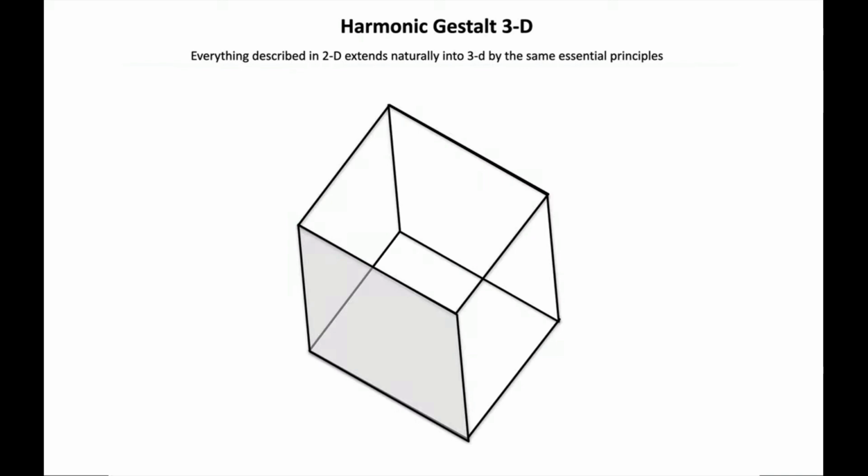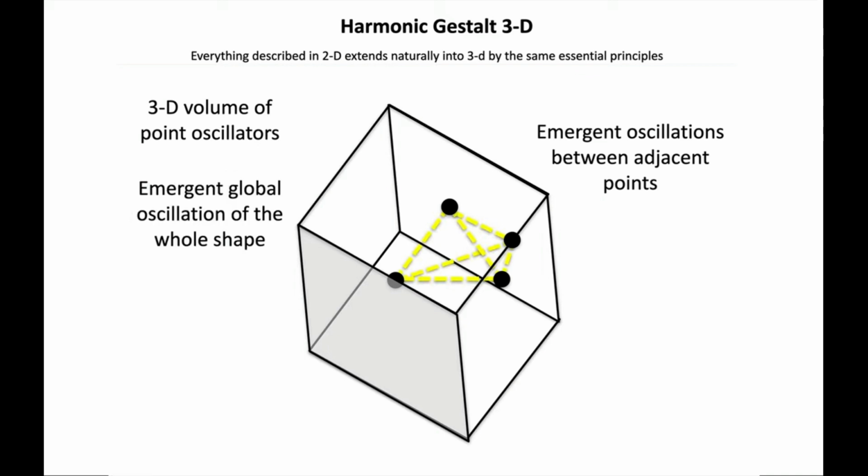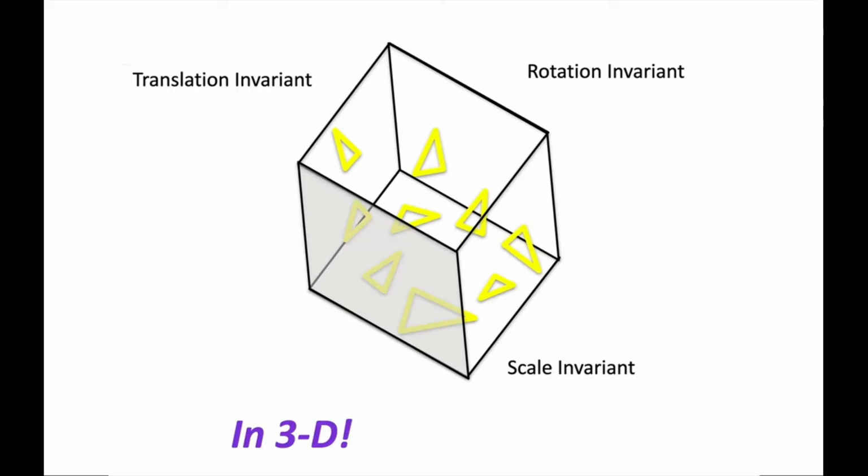All right, now harmonic gestalt in 3D. Everything described so far in 2 dimensions extends naturally into 3D by the same essential principles. Imagine a 3-dimensional volume of point oscillators, each point oscillating and radiating waves outward and establishing connections to other points. This would now produce an emergent global oscillation of the whole shape. Symmetry and closure promote resonance.